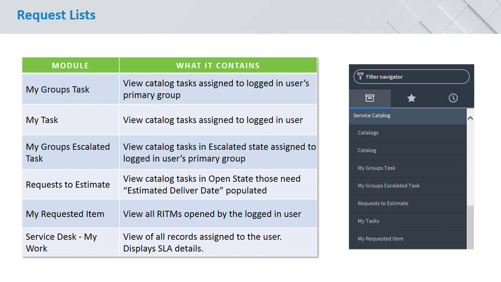The Request to Estimate list does not display the RITM record, but rather the SC task records. When the task is updated with the estimate, it then updates the RITM record as well. Users can also utilize the My Work list. This is found under the Service Desk Process heading. The list displays all records assigned to the user logged in. SLA details display such as the business elapsed time column. Other lists on the table are utilized by the fulfillment analyst and will be discussed in a later section.